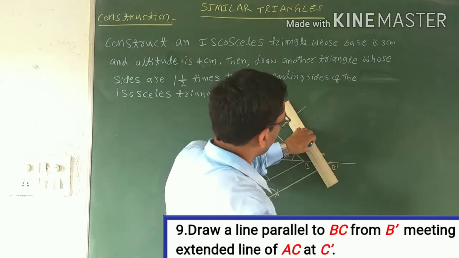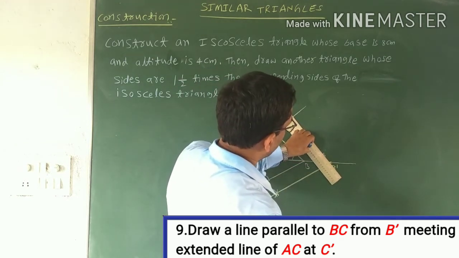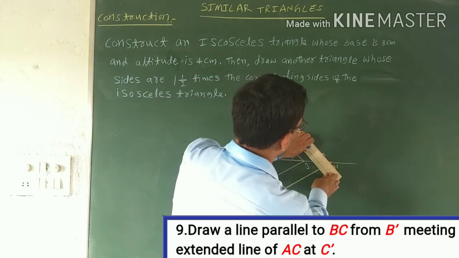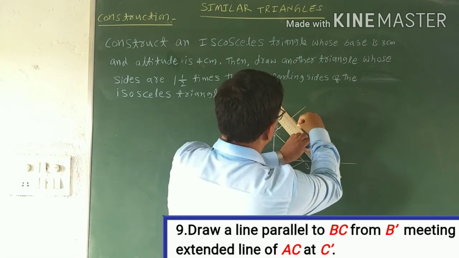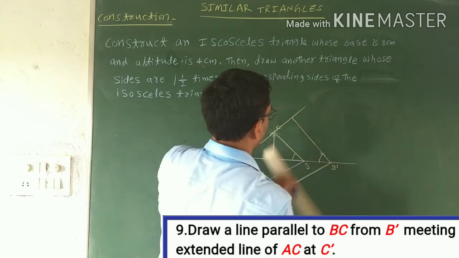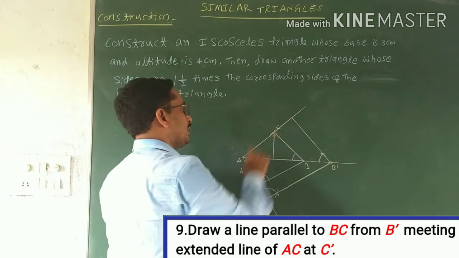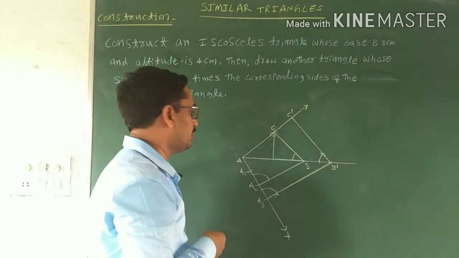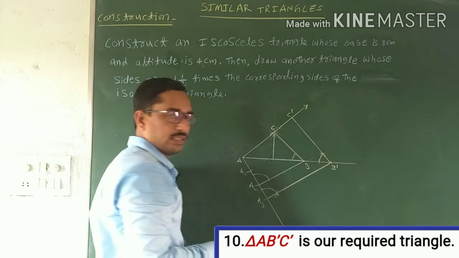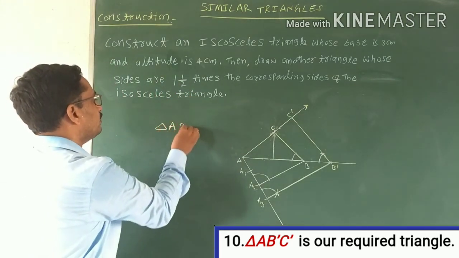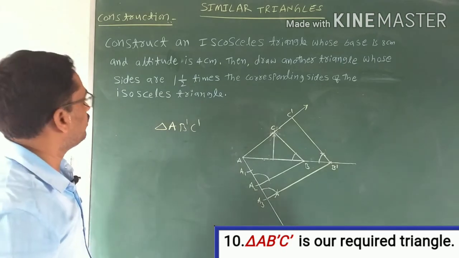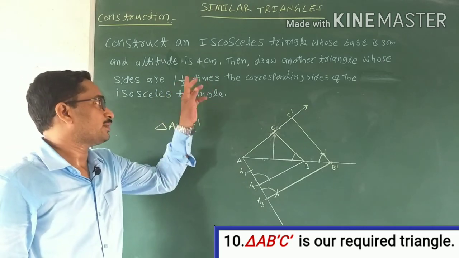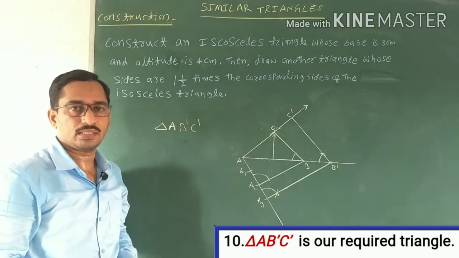Now draw a line through B dash and through the point of intersection of the arcs which is parallel to BC. So draw a line like this which is parallel to BC. It intersects the extended line of AC at C dash. Now A, B dash, C dash is our required triangle, which is similar to the given triangle, whose sides are one and a half times the given triangle. Now this is the construction of a similar triangle.